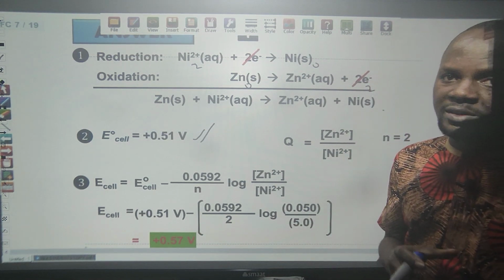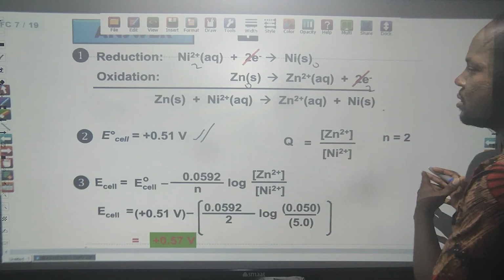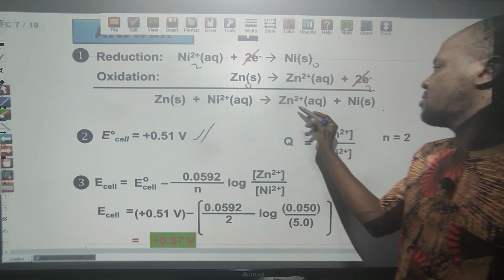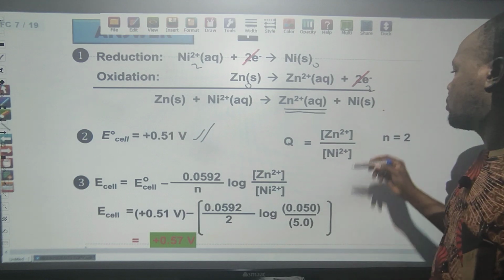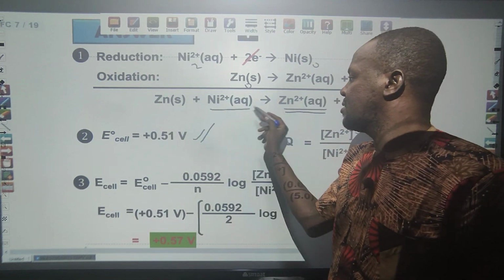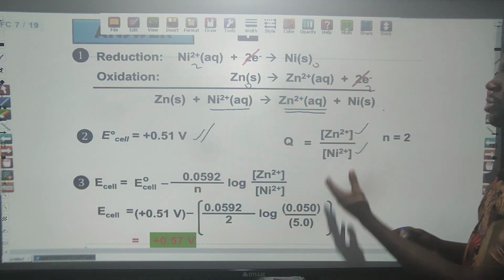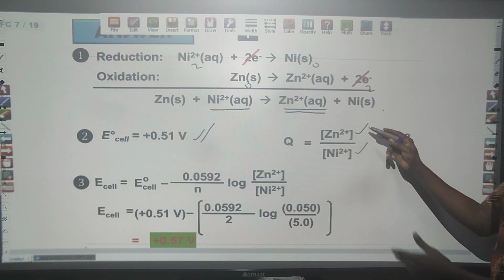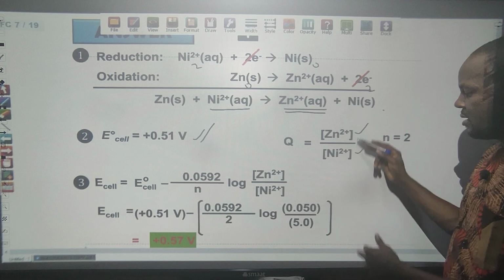Anode. Let me let you know that. That's why the reactant will be the cathode. As you can see now, this is what we call the product, Zn2+ and Ni2+. So this is the reactant and this is the product. So you just substitute those values. We are given the values 0.05 and 5.